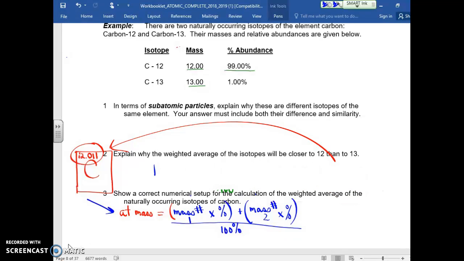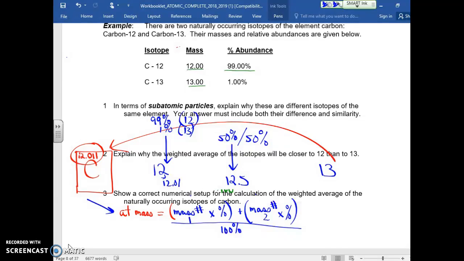Well, think of it this way. One of them is 12, one of them is 13. A straight average would give an answer of 12.5, but that would mean the weighted average would be 50% 12 and 50% 13. Since the average is so very close to 12, 12.01, it shouldn't surprise us because 99% of the carbon has a mass of 12, whereas only the remaining 1% is 13, so that 13 pulls up the average ever so slightly away from 12 to 12.01.